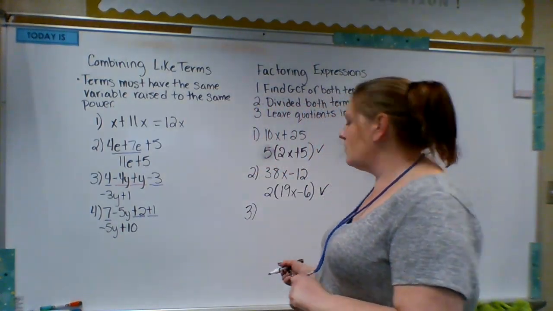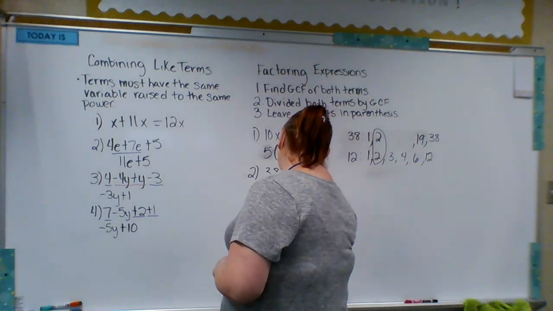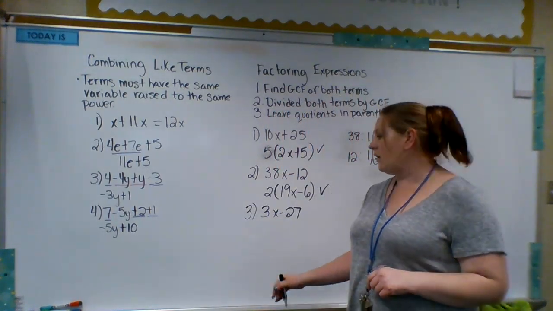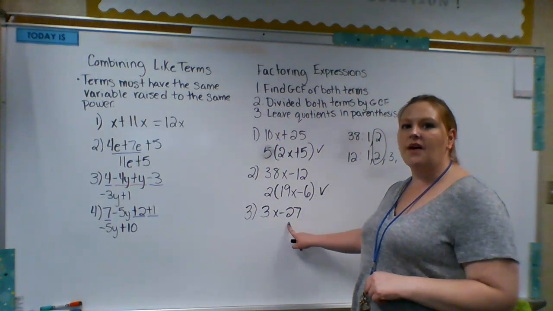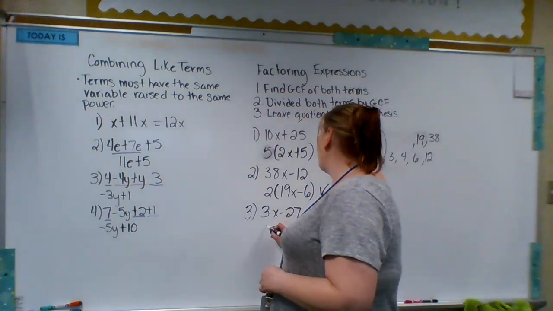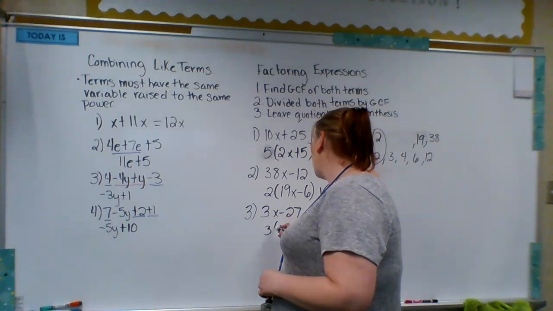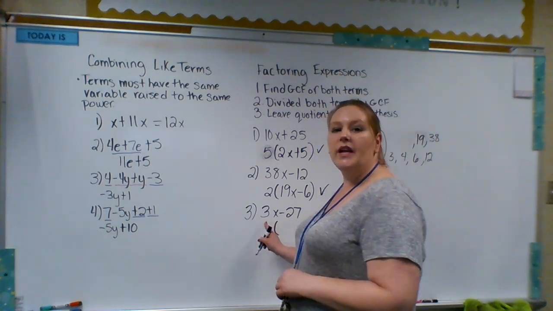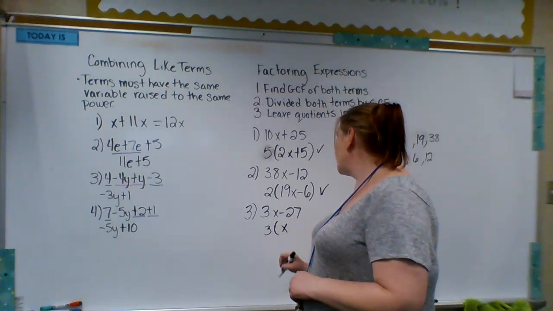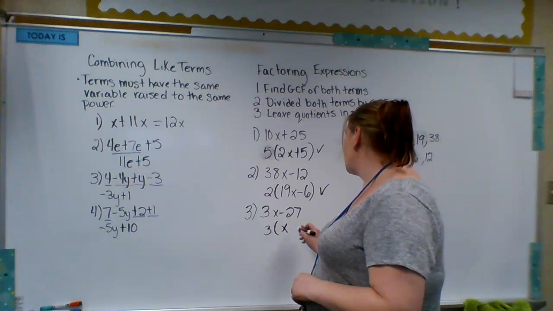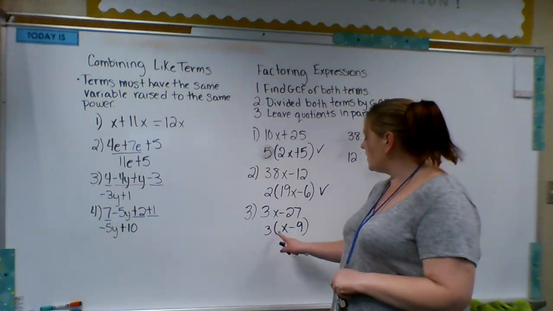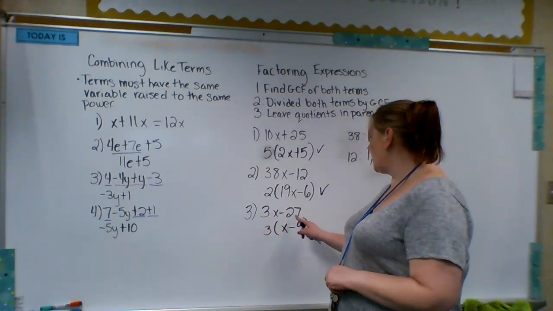Our next example is going to be 3x minus 27. Now remember, in class we talked about how if we see one number that is a factor of the other, then we know that that's the greatest common factor. So I already know I could put my 3 outside my parentheses. 3x divided by 3 is just x, and 27 divided by 3 is 9. Since there's subtraction, if I want to check my answer, 3 times x is 3x, 3 times 9 is 27.